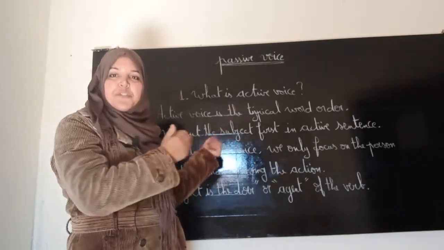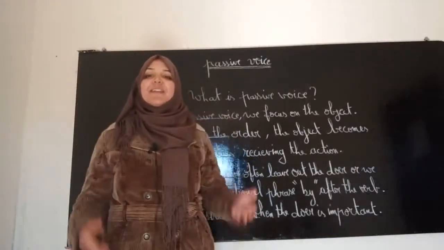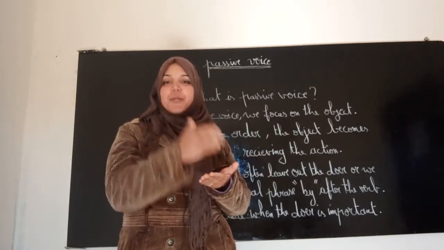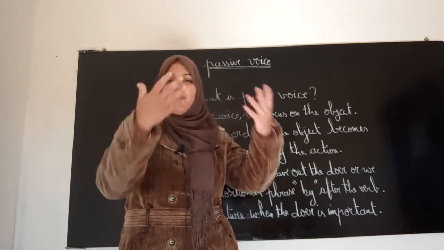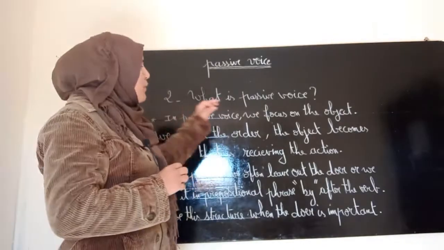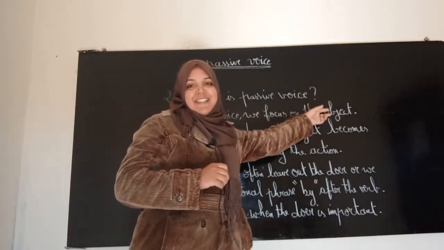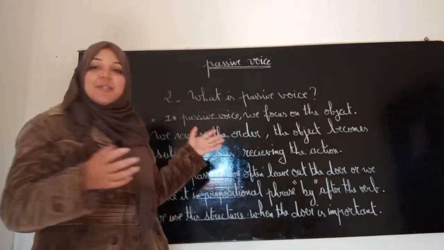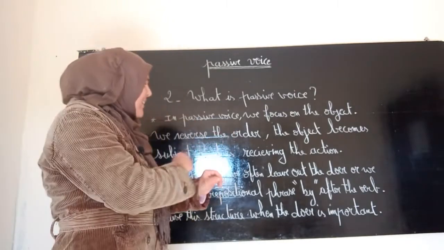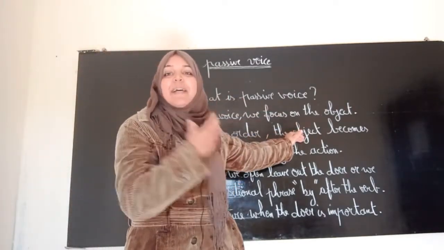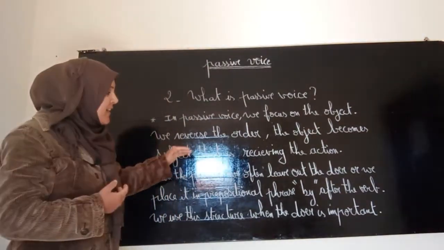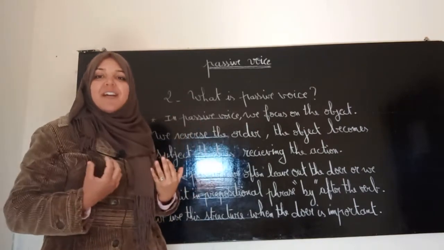Okay, now let's move to passive voice. We have said that in active voice we only focus on the person, thing that is performing the action. Whereas in passive voice, we focus on the object. Okay, right? Which means we reverse the order. We reverse the order of the sentence. Okay? Which means the object becomes what? Becomes subject. Okay? Becomes subject. That is receiving the action.